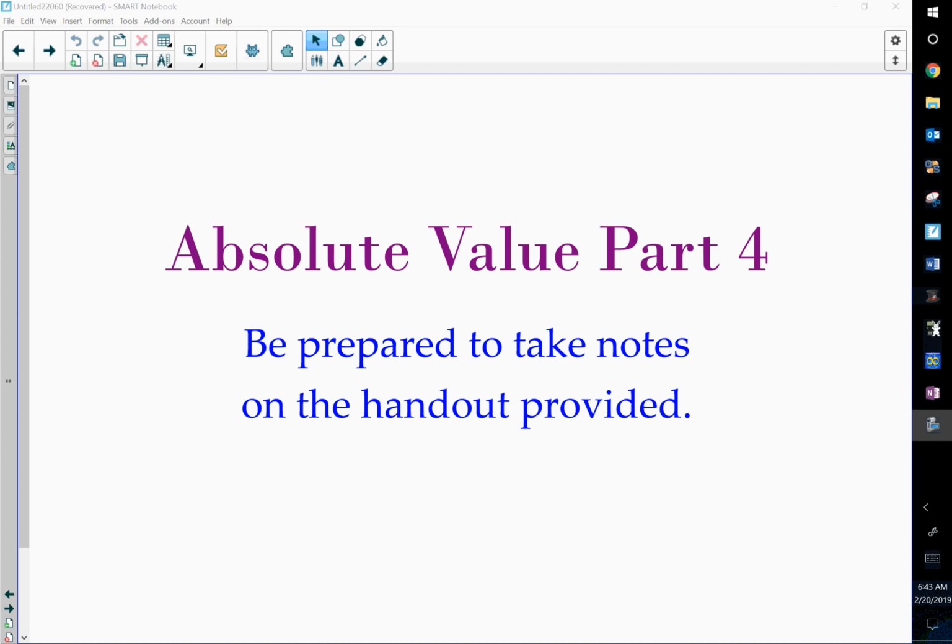Okay, this is the absolute value, part 4. You should have been given a handout to take notes with. I'm going to go pretty quickly, but remember, it's a video. You can pause it, rewind it, and watch it again if you miss something. Make sure you stop it and do the problems that say now it's your turn on your own, and then check your work afterward. So here we go.